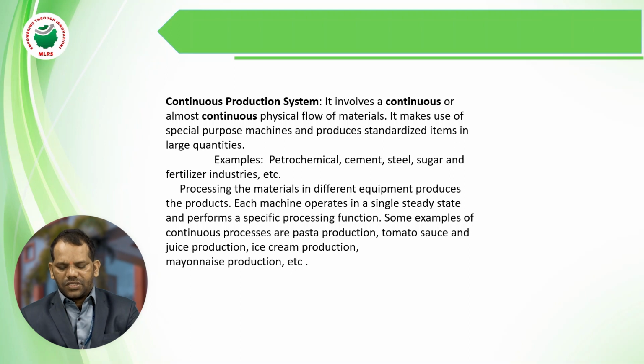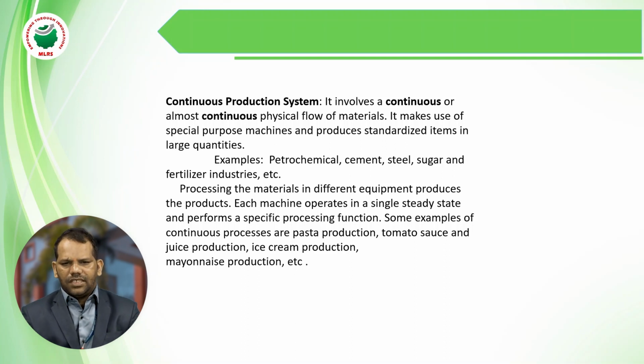So the continuous production system involves almost continuous physical flow of material. Here, the material will be sent through the channel, like assembly line 1, 2, 3, 4, 5, like that. It is the best example for the automobile sector, oil industry, chemical industry, or sugar industries. It makes use of special purpose machines and produces standardized items in large quantities.